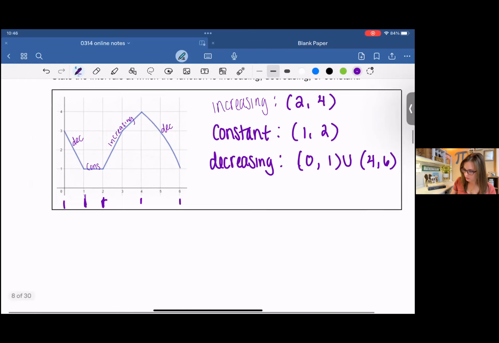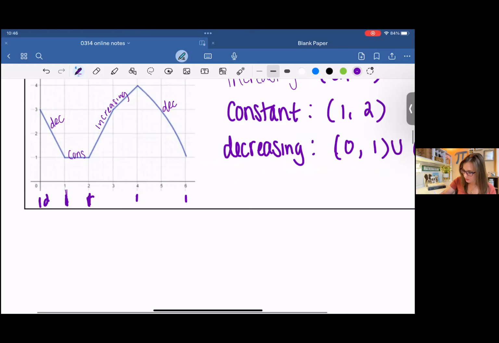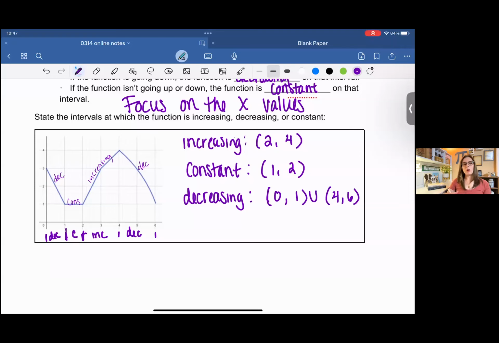So this was decreasing, constant, increasing, decreasing, if that helps. It's kind of messy. So that's how you would write that. Again, if there's two intervals where there's decreasing or increasing or something like that, you just use the union to show that. And you use parentheses for these because we're using the values twice. But that is how you would do that.